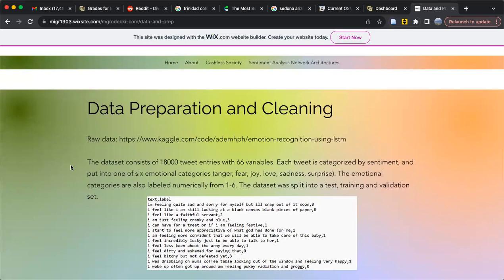In the analysis, a data set of 18,000 tweet entries was used as input data for 4 different kinds of neural network models, where the data was split into a test, training, and validation set. In the data set, each tweet is categorized by sentiment and put into one of 6 emotional categories, which are anger, fear, joy, love, sadness, and surprise. These categories are also labeled numerically.